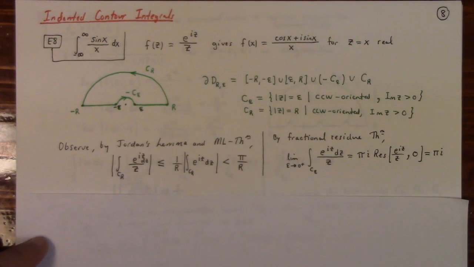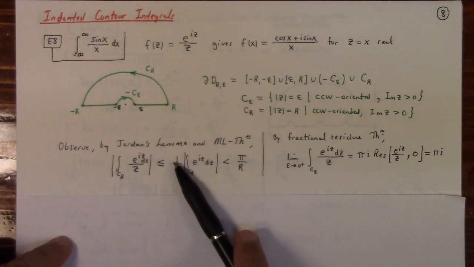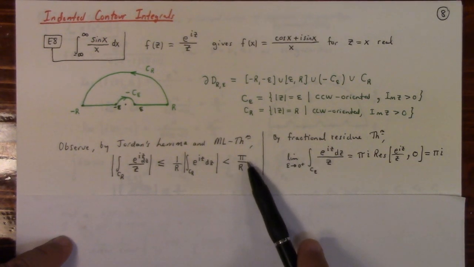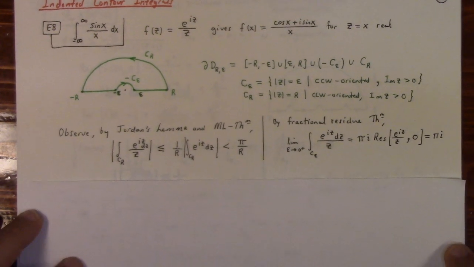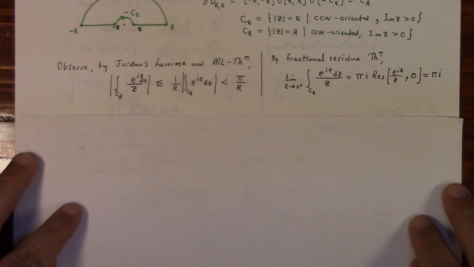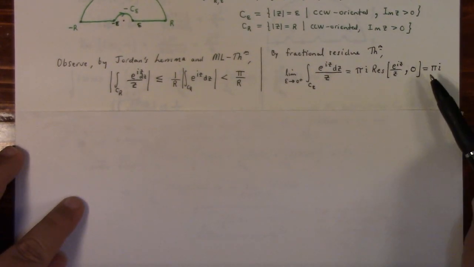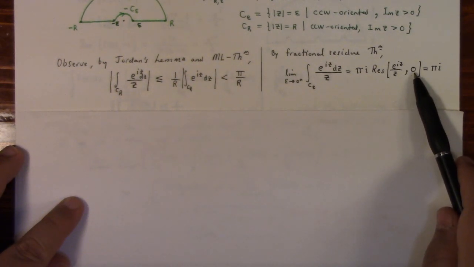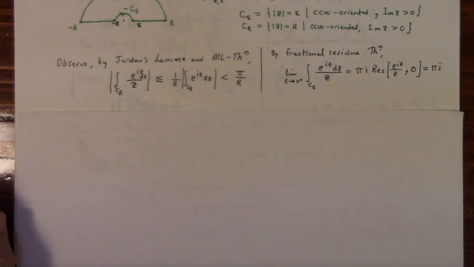So here's the deal. By Jordan's lemma, we can bound the integral of e to the iz over z. That's less than or equal to 1 over r, integral of e to the iz dz modulus, that's less than pi, so we get pi over r. Of course that goes to 0 as r goes to infinity. On the other hand, the integral around the C epsilon, the little indentation, as that indentation shrinks to 0, we pick up a pi i, because the residue of e to the iz over z at 0 is just e to the 0 over 1, which is 1. So pi i is what we're going to pick up from that piece.